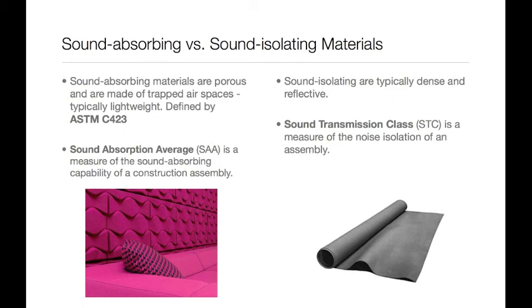Sound-absorbing materials are porous and are made of trapped air spaces and typically lightweight. They are defined by ASTM C423. Sound absorption average is a measure of the sound absorbing capability of a construction assembly.